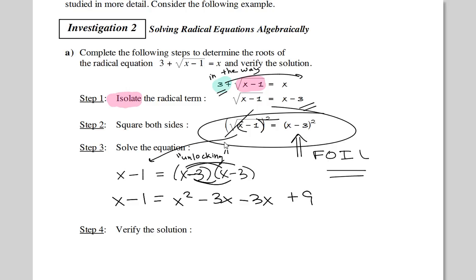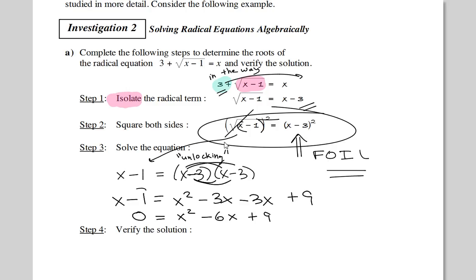Now what do you notice? What degree is this equation? It's degree 2. So we have to put everything on the one side, and the other side is 0, and then we factor it and solve. So I'm cleaning up the middle.